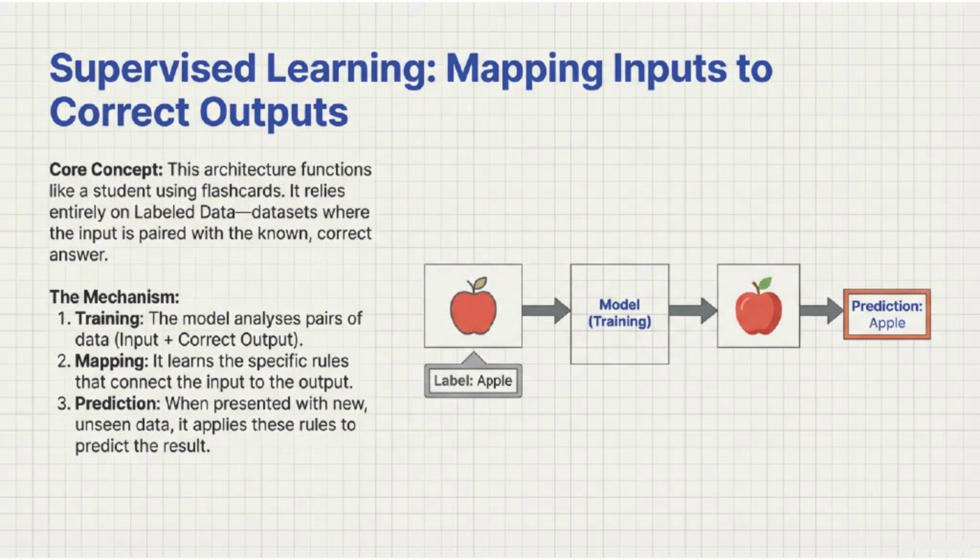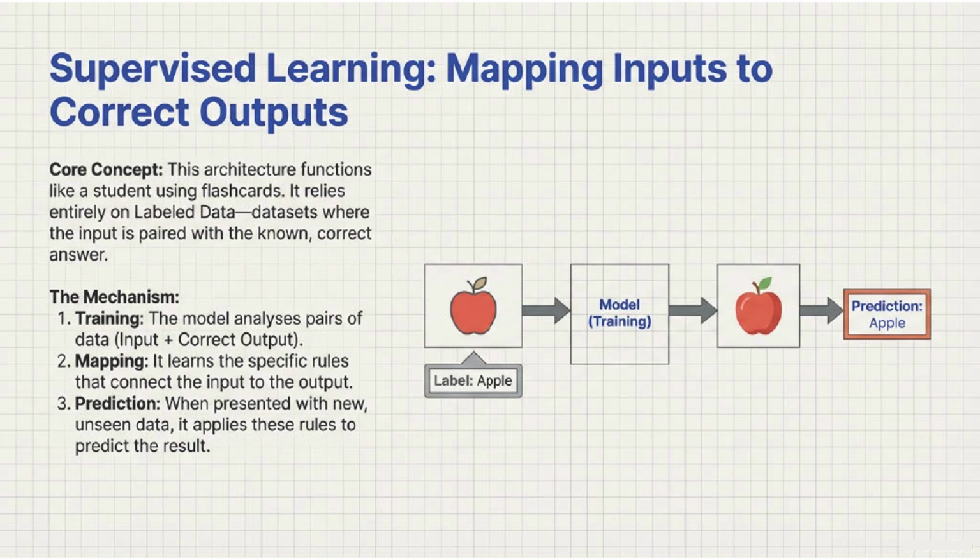And then step 3 is prediction. This is when you take the training wheels off. Yes, you show it a picture of an apple it has never seen before. Maybe a green one this time, without a label. And because it's learned the mapping rules, it can predict this is an apple. It works exactly like a student cramming for a test. It does. But that all assumes we have the answer key. We don't always know what we're looking for. That's the problem. And that seems to be where the next tool comes in.